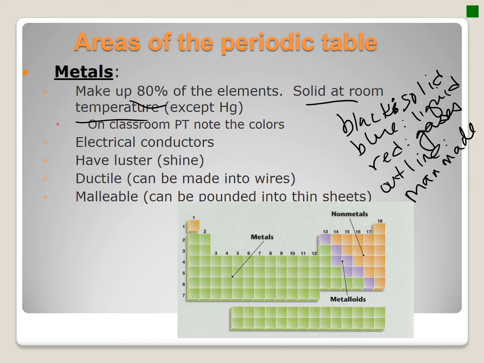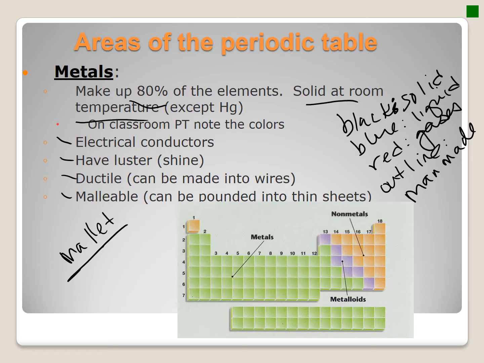So what are some other characteristics other than being a solid? Well, one characteristic is that it can conduct electricity. Another is that it has luster or shine. It is ductile, which means it can be bent into wires. And then it is malleable. How do I remember malleable? It means that it can be pounded into thin sheets. I think of the word mallet. And what does a mallet do? It beats things in to make them thinner. So that's how I remember malleable.